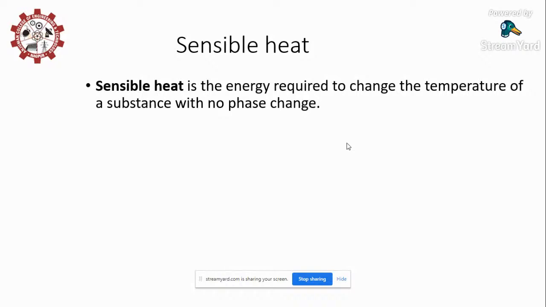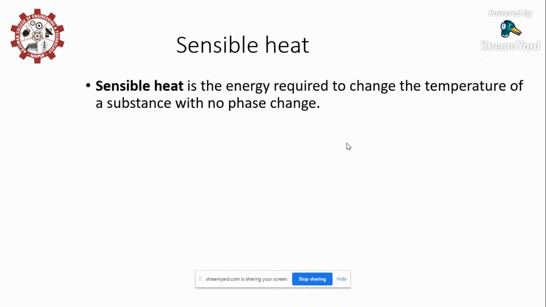You must have sensed that, yes? So what is that? It is nothing but the sensible energy. The water is turning cool or the system is becoming cooler. It is absorbing energy, so it is an endothermic reaction. So you can easily sense it. So that is nothing but sensible heat. Sensible heat is nothing but the energy required to change the temperature of a substance with no phase change.